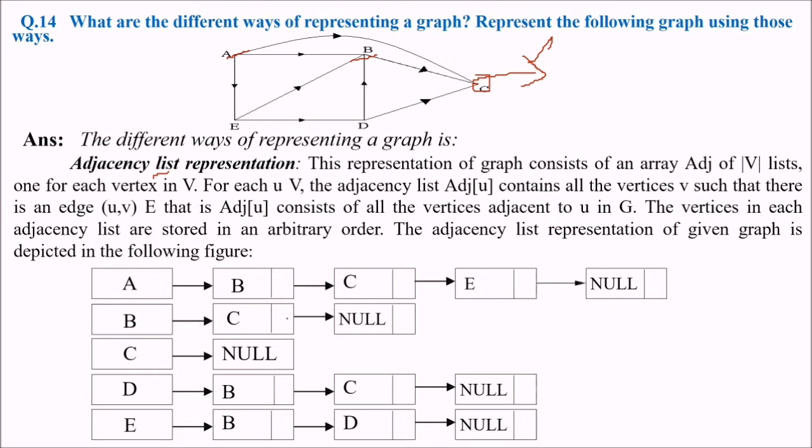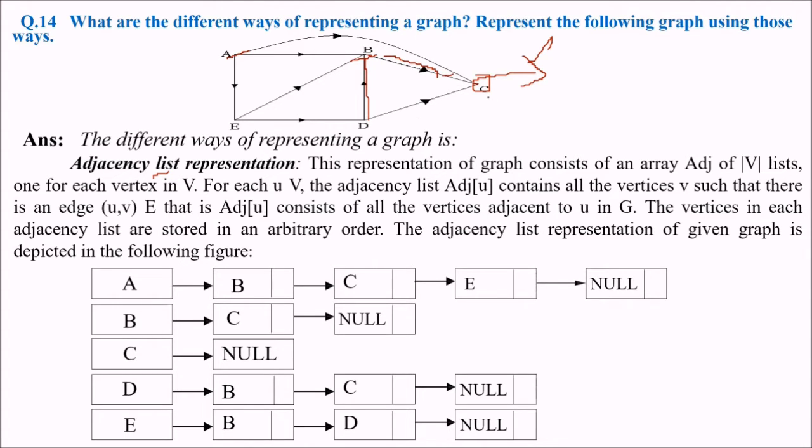And C null. Then D, let us come to D. D is with B, and then B is with C, this directed graph, and C is null. Again, E is B, and then B to D. Can you reach B to D? Is it possible? Okay, let us see.